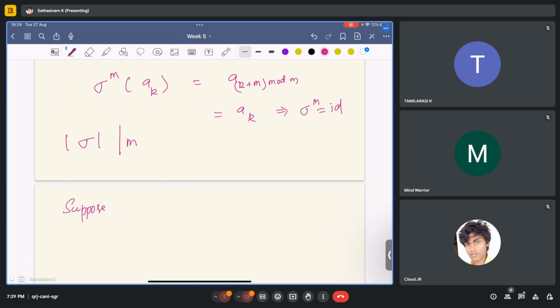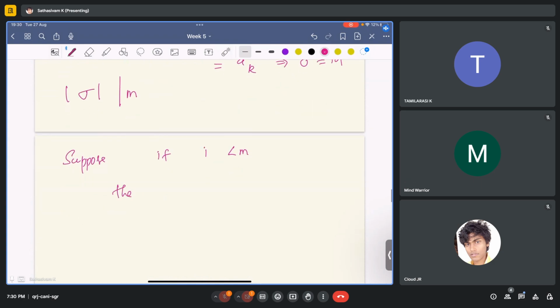Suppose I is less than M. Then consider sigma power I of A_1. What is this? This is nothing but sigma of A_{1+I}. Now look at what happens with 1 plus I. Depending on that, we go either mod or not, right? Whether we go mod or we won't go depends on 1 plus I.